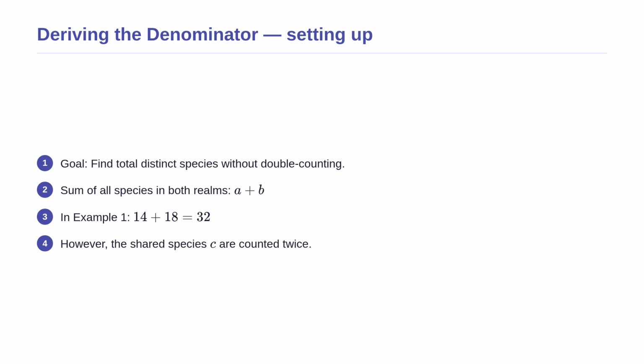The shared species, represented by C, exist in both realms. By simply adding A and B, we have counted those shared species twice. This intuition tells us that A plus B is too large, and we need to correct it in the next step.